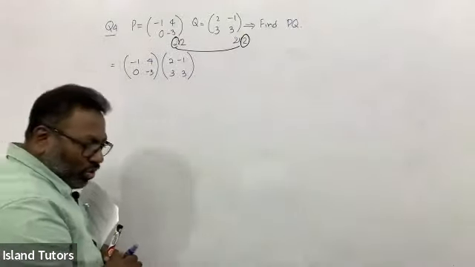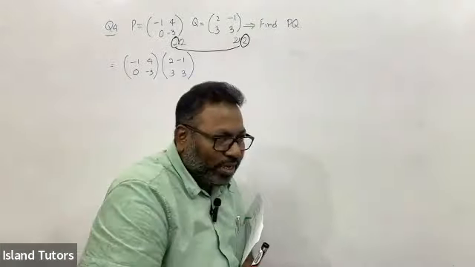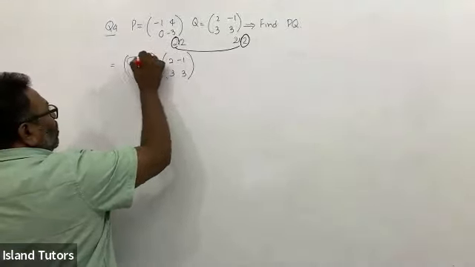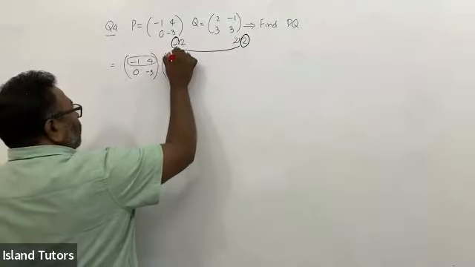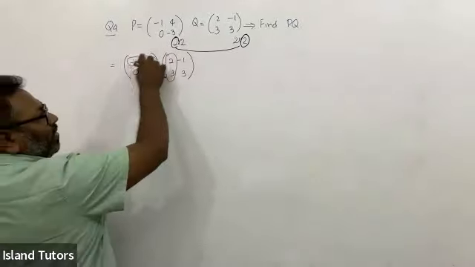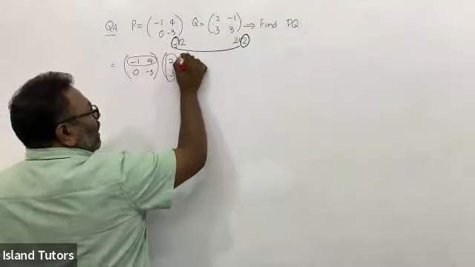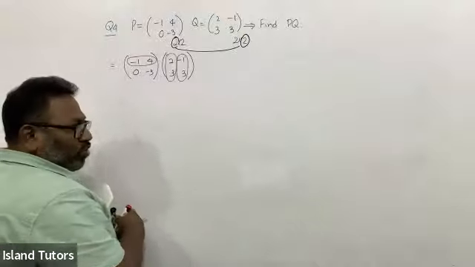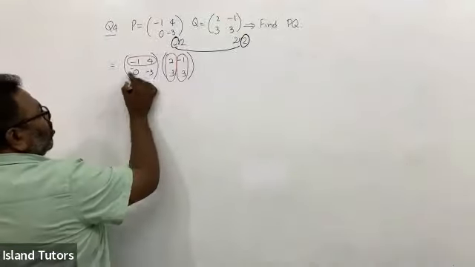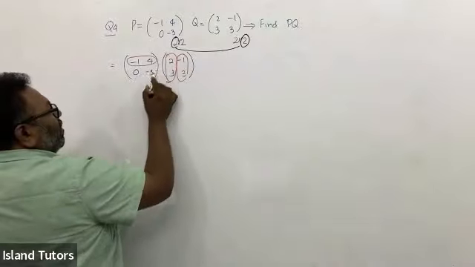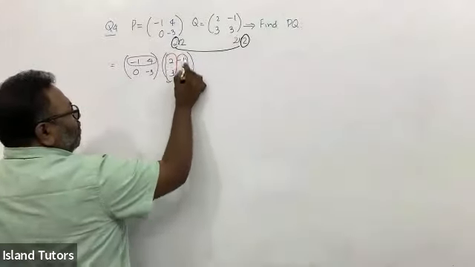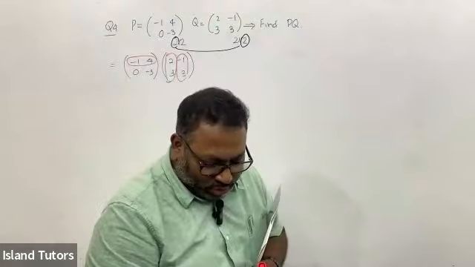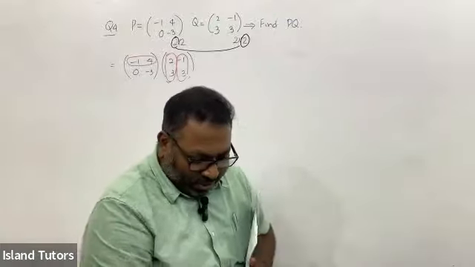So how do you solve? You take the row and multiply by the column. Then you take the row and again multiply by the next column. Then you take the second row and multiply by this column, and then the second row and multiply by the other column. Okay, so we'll do that. I'll show it to you as I do it.